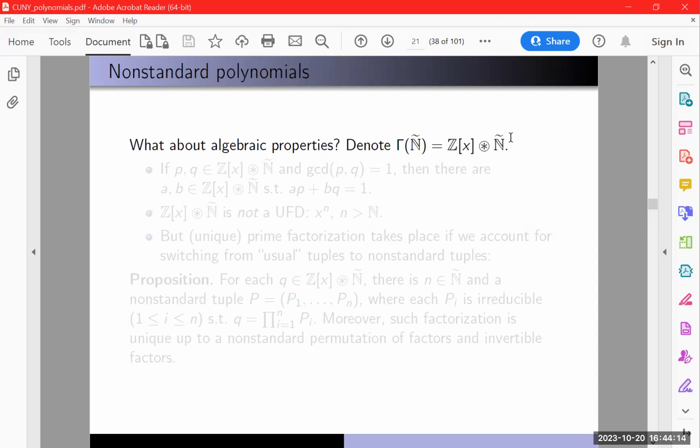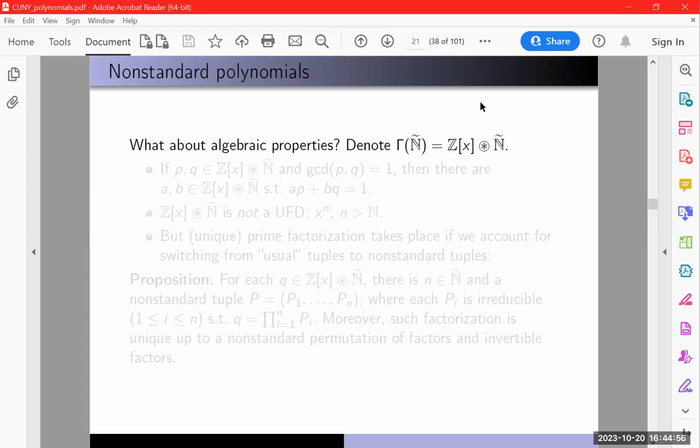So the idea is that it's something like a tensor product. If you want to complexify, say, a vector space, you take the tensor product with C. So here we have polynomials over Z, and we want to make them over Z tilde instead. So we take something kind of like a tensor product with Z tilde to make all coefficients non-standard. But it's of course not fair to call it a tensor product. It's not even close. But that's the least bad notation that we came up with.